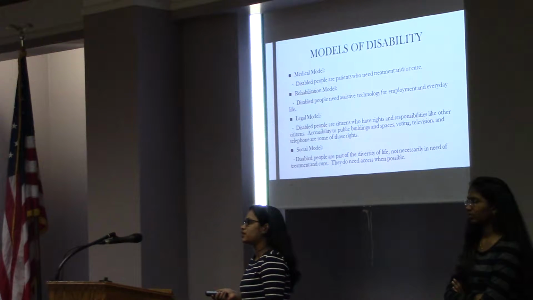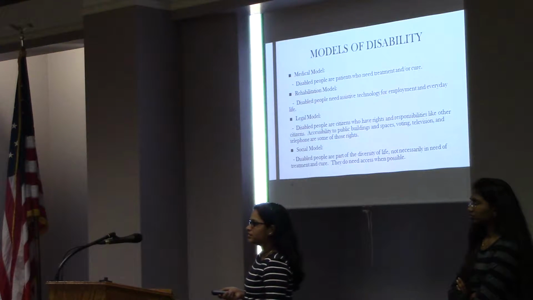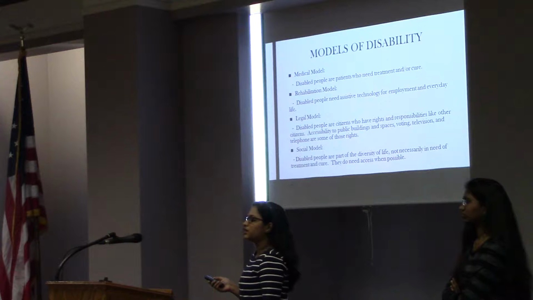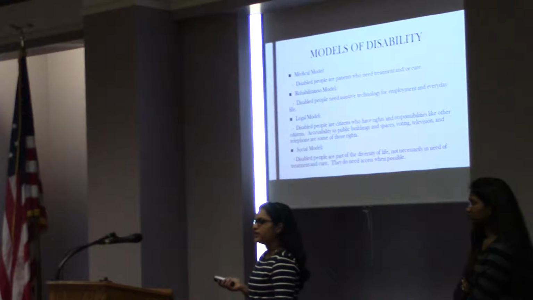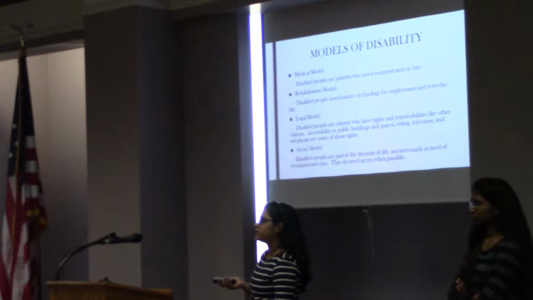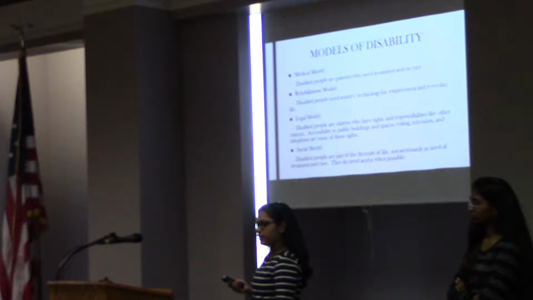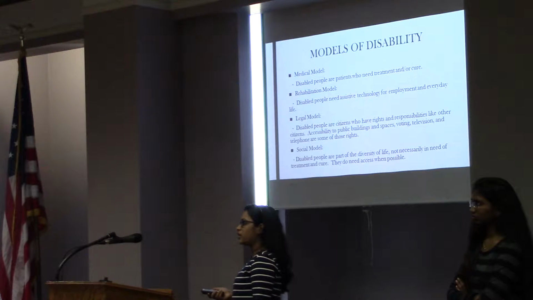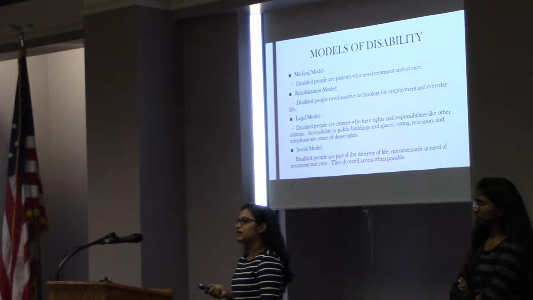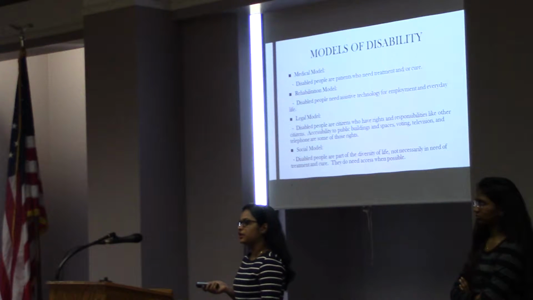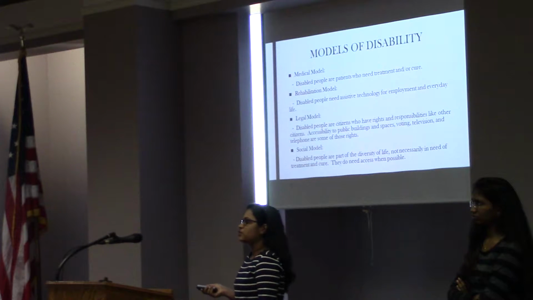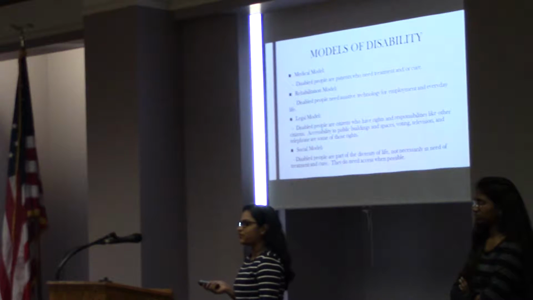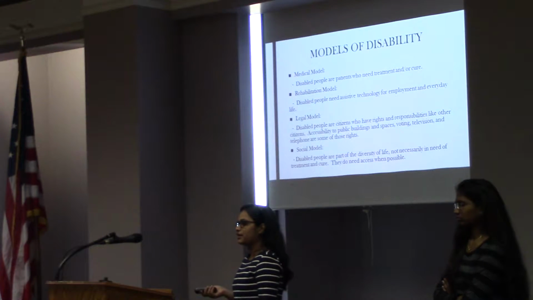So next will be the models of disability. We have 4 models. The first one is the medical model: disabled people need treatment, so they should be treated to cure the disability they have. And the rehabilitation model: they also need employment and need to survive in everyday life. So they have many rehabilitation centers for that, and they need to visit there.